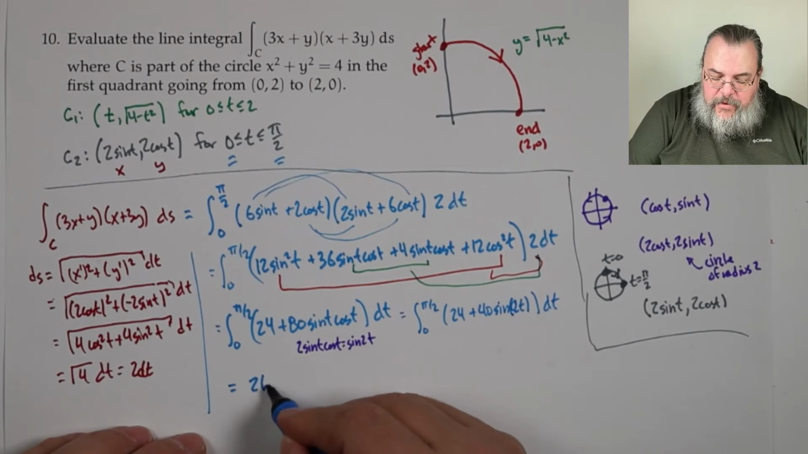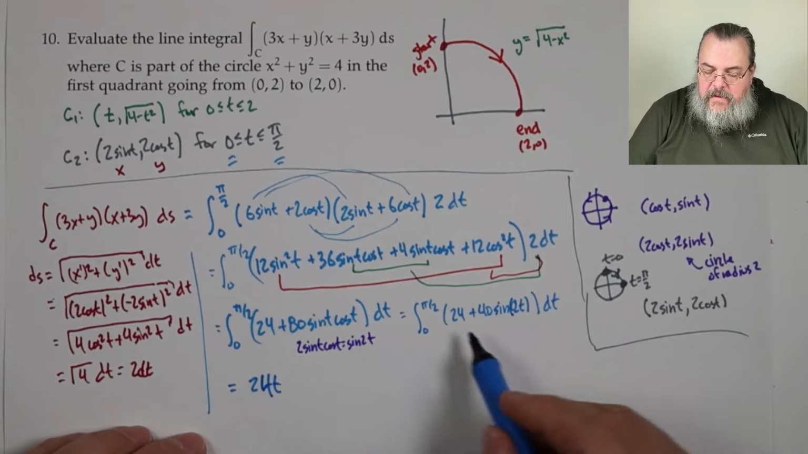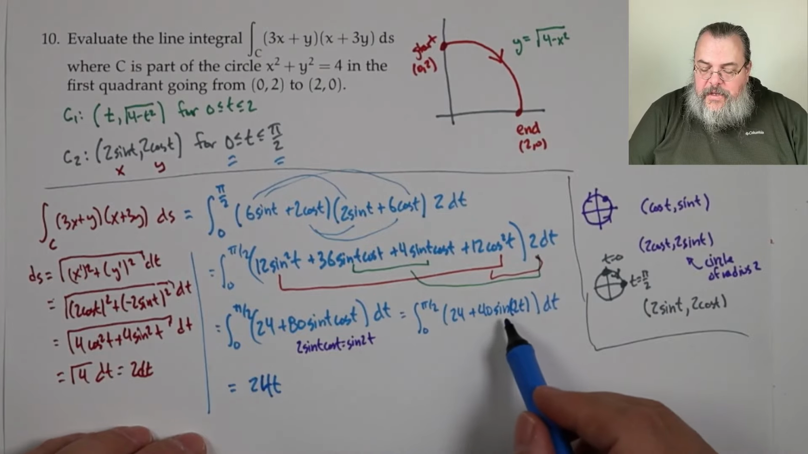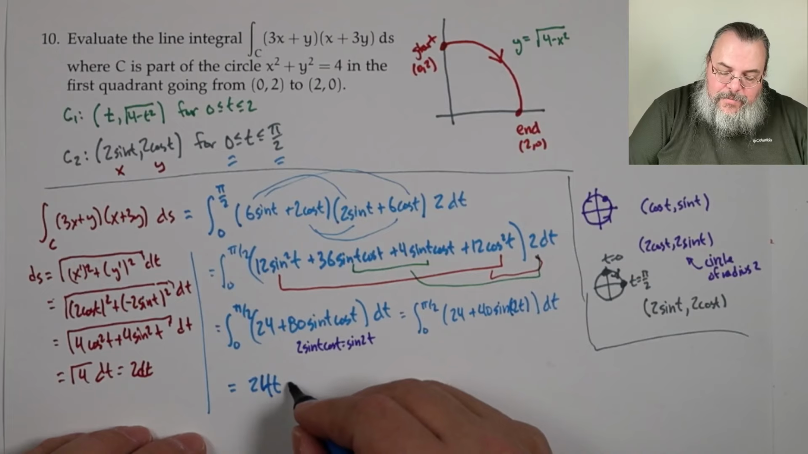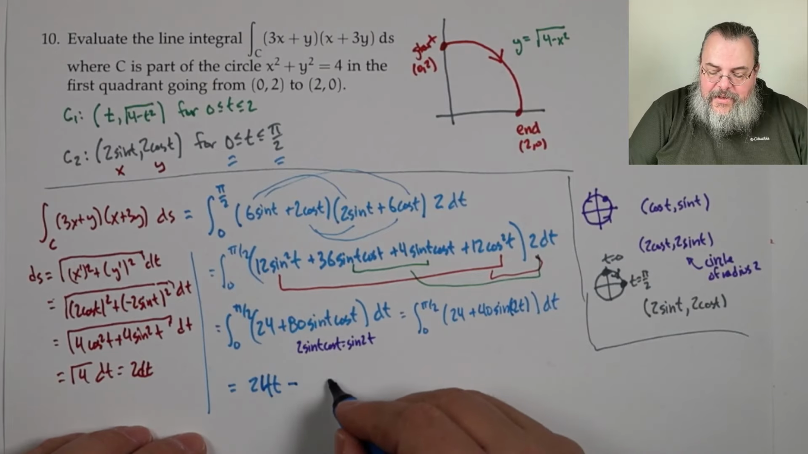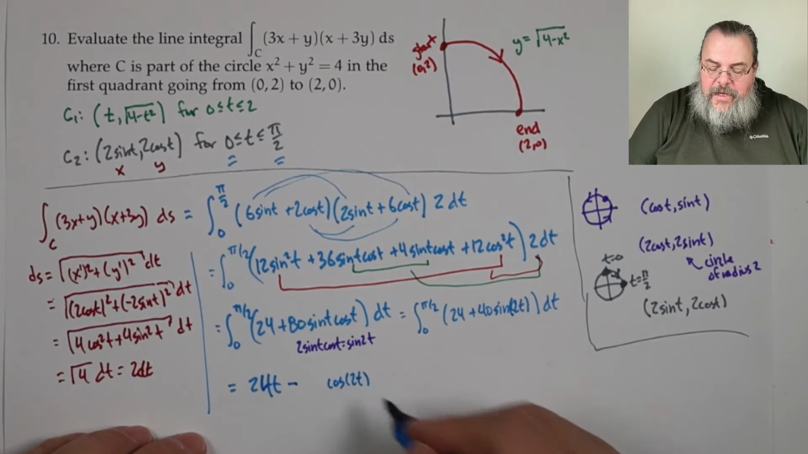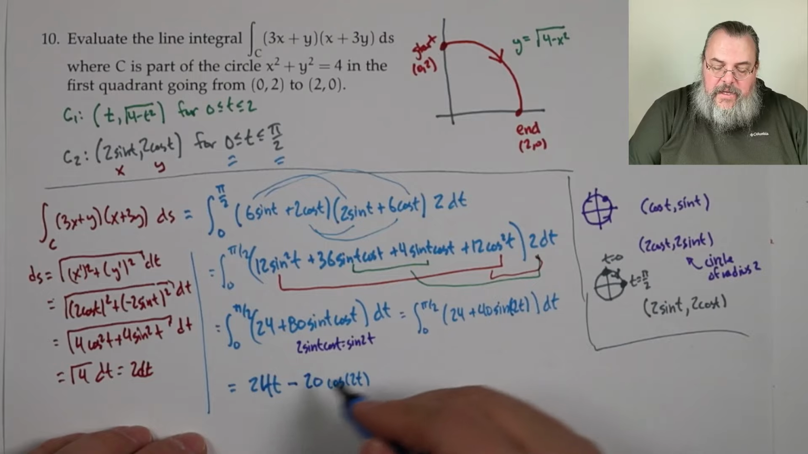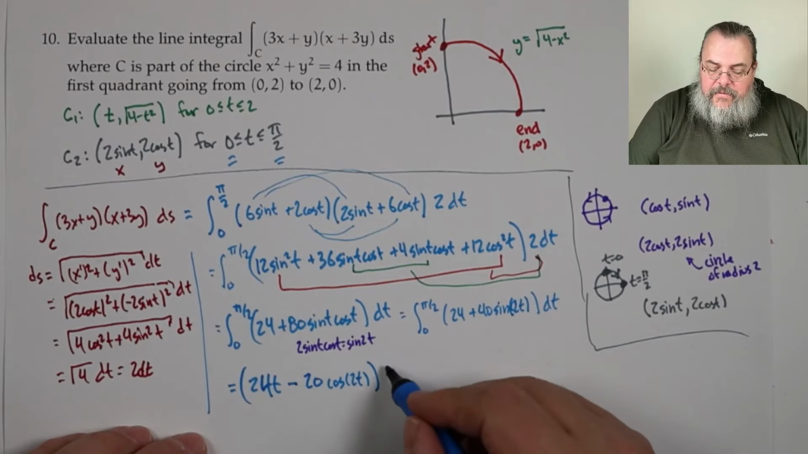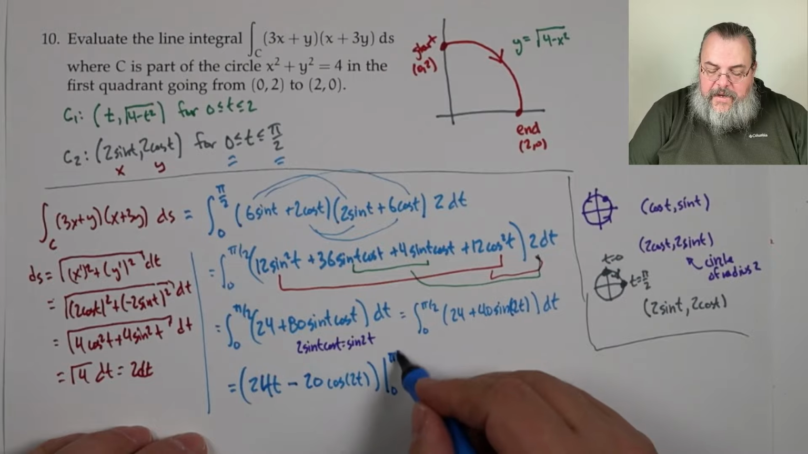That's 24t plus, well, the integral of sine is minus cosine. So minus cosine 2t, and now divide by 2. So that's a 20. And we're going to evaluate from 0 to pi halves.